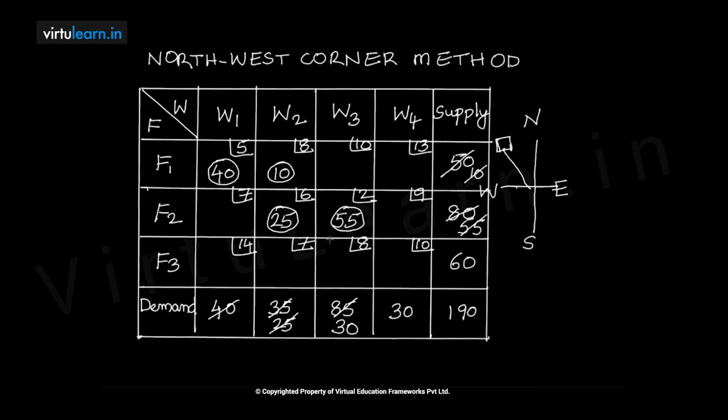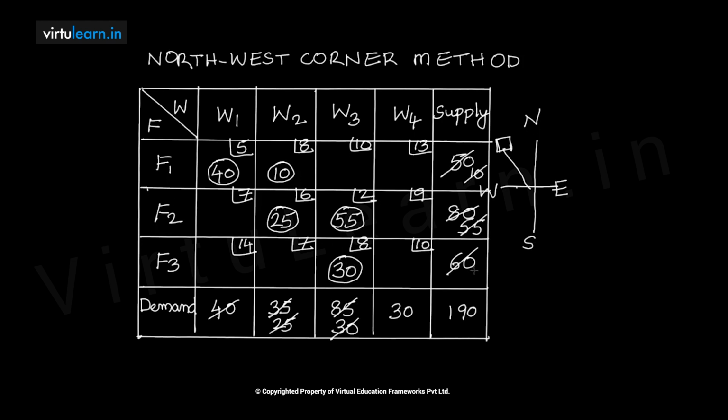Now we have only two cells, that is F3 W3, F3 W4, only two cells, because F1 is exhausted, F2 is exhausted, W1 is satisfied, W2 column is satisfied, W3 column is satisfied up to this. So here we require 30 units. These are the only two cells that are available. 60 units are available from factory 3. So we will allocate 30 units here. So these 30 are also satisfied.